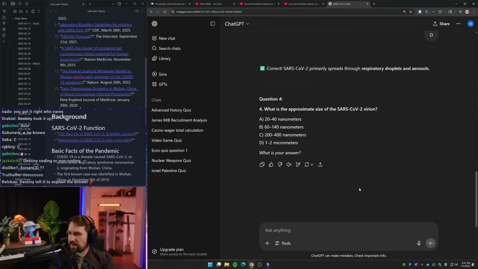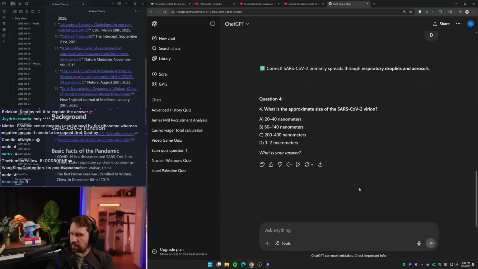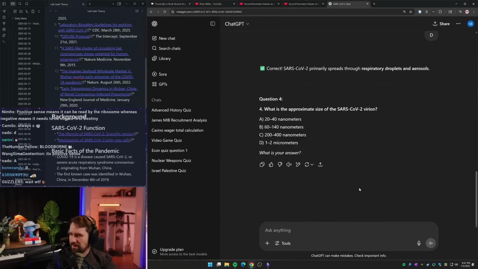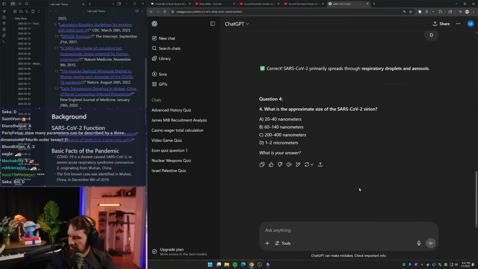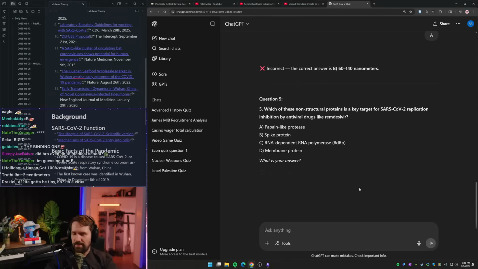Which of these is the approximate size of the virion? I don't remember. Trying to remember that slide that we saw. Is it 20 to 40 nanometers? Transistor sizes, carbon atoms... I'm trying to think of the length of things that I've heard before. I don't know. A is my guess? 60 to 140, whatever.